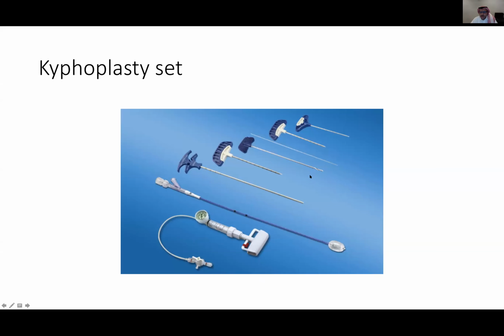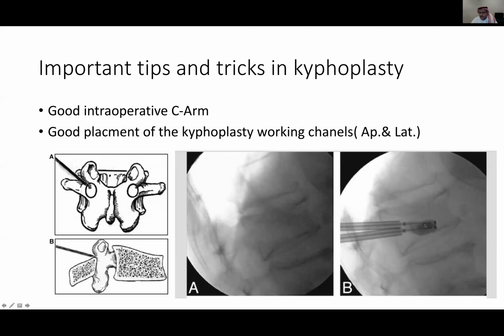Now, Dr. Ashour has explained to you, a good C-arm is very, very important. If you don't have a good C-arm, please don't conduct the procedure. Okay, you try to go, as Dr. Ashour mentioned, from the lateral to the medial. Most of the fractures are in the upper plate, so try to direct your needle down there, as here.